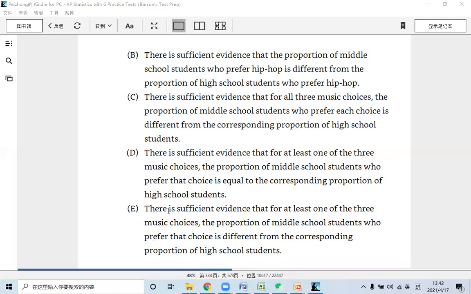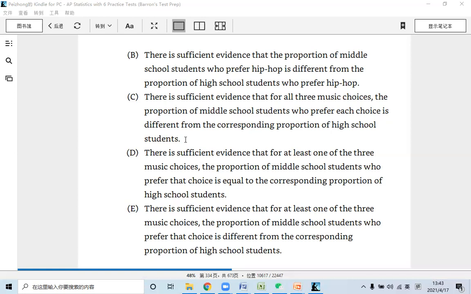All right. So B is not a good answer. B is just too specific. We don't have that kind of specific information. How about C? There is sufficient evidence that for all three musical choices, the proportion of middle school students who prefer each choice is different from the corresponding proportion of high school students. Is this good?